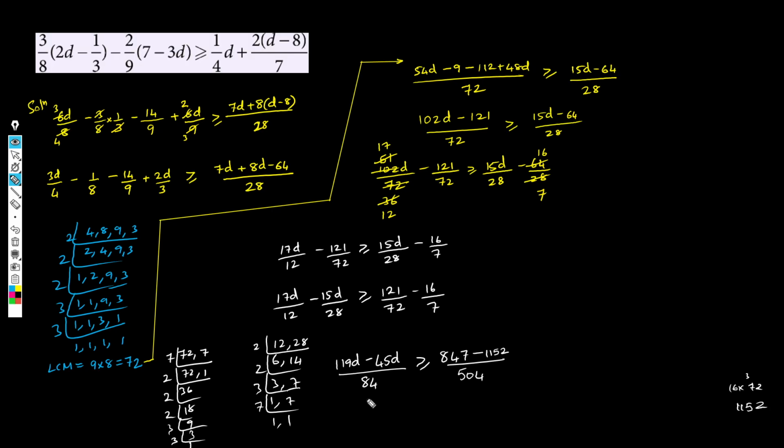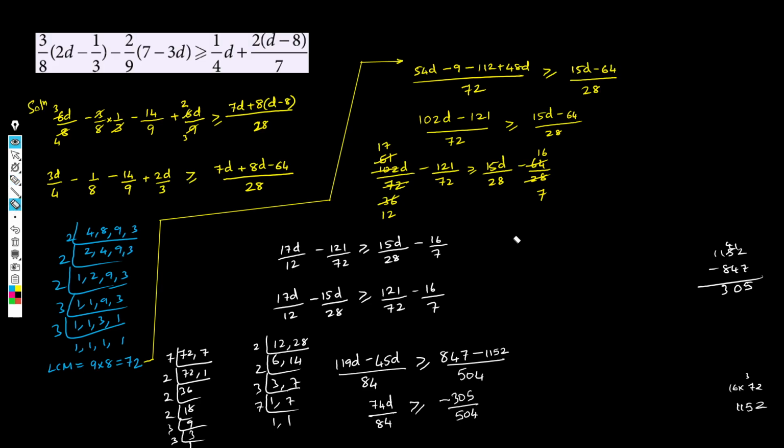Alright, so what is 119 minus 45? That would give me 74D divided by 84, greater than or equal to. What is 847 minus 1152? I'm going to subtract the smaller number from the bigger number and put a negative sign. So that would be 5, that would be 0 here, and that would be 3. So minus 305 by 504.